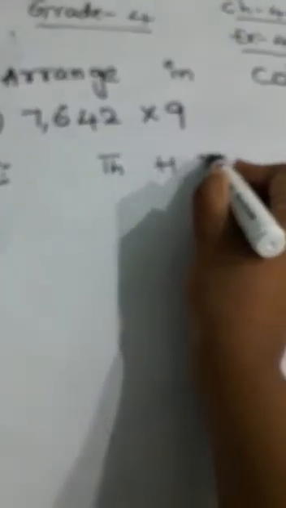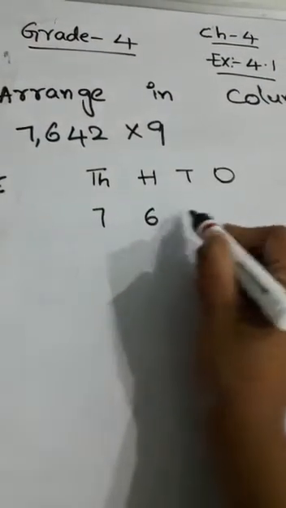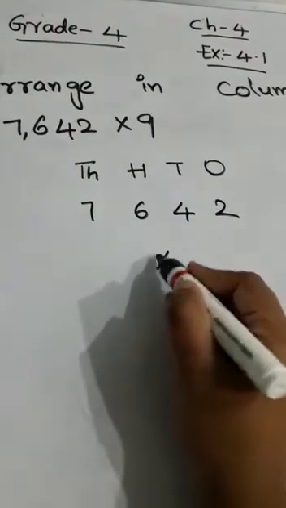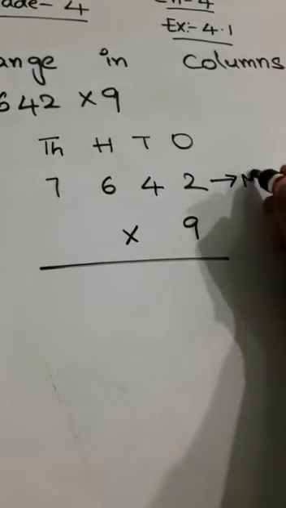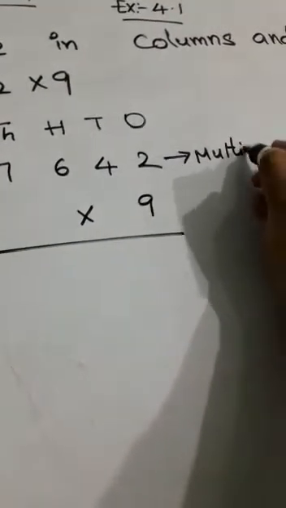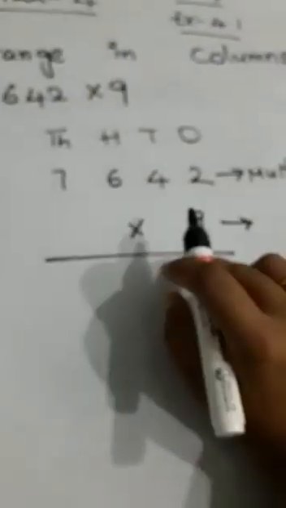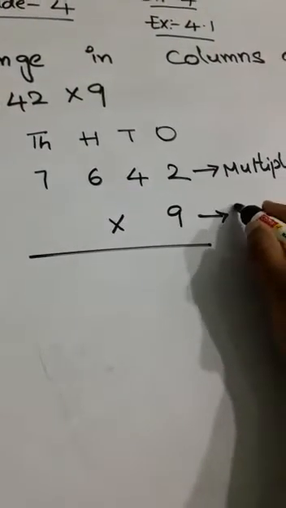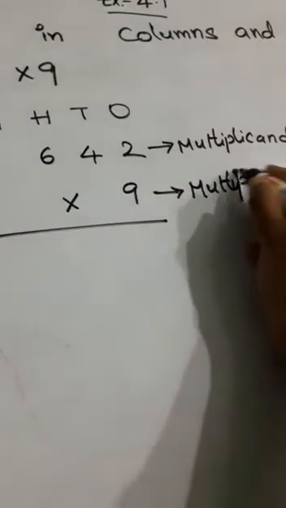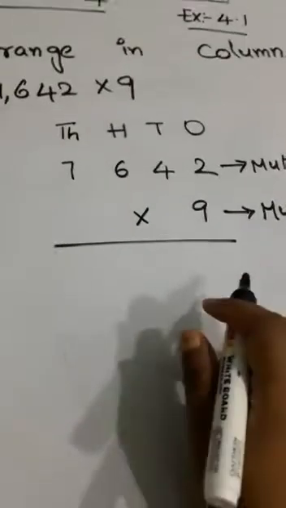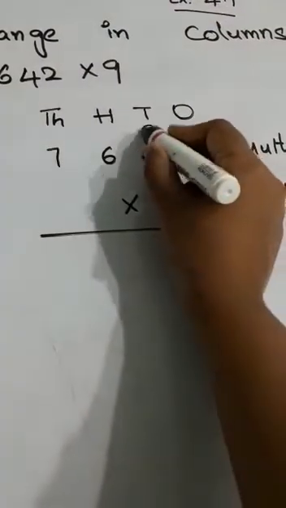Thousand, hundred, tens, ones. 7642 into 9. So 7642 is the multiplicand, into 9. What is 9 here? 9 is the multiplier. Okay. 9 twos are 18. So 8, 1 carry here.